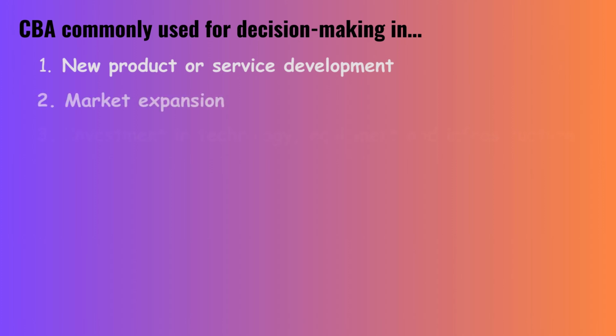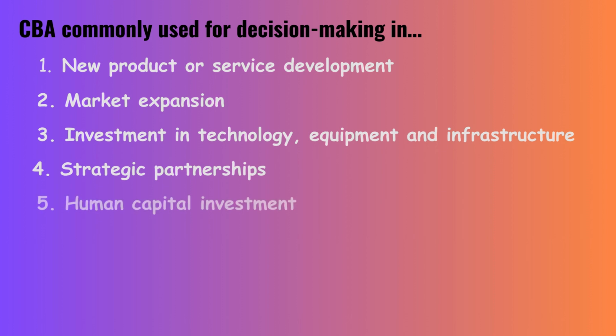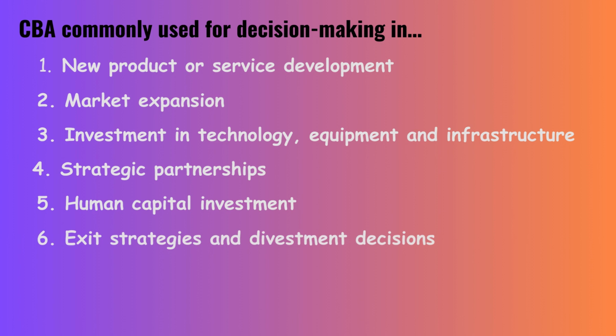Cost-benefit analysis is commonly employed for decision-making across these 6 areas. Firstly, new product or service development. Second, market expansion. Next, investment in technology, equipment, and infrastructure. Strategic partnerships, human capital investment, and lastly, asset strategies or divestment decisions. So let's investigate to uncover the diverse costs and benefits linked with each area.